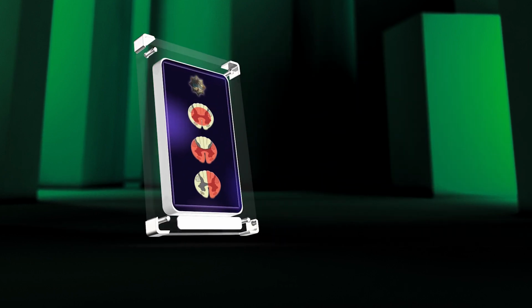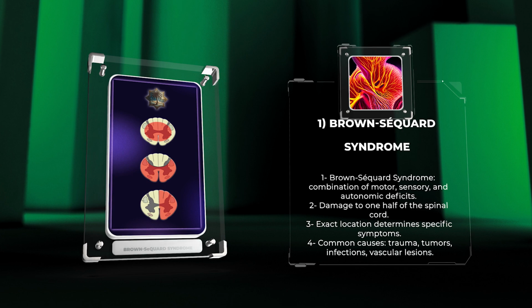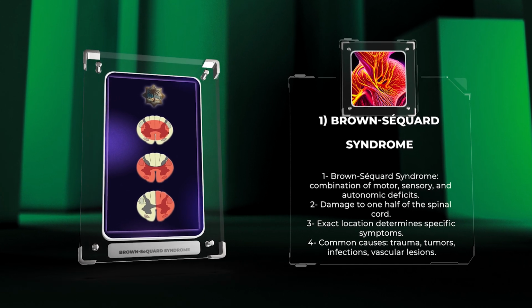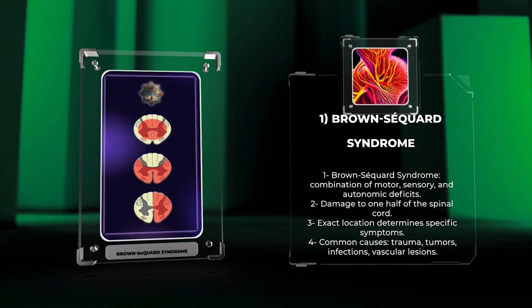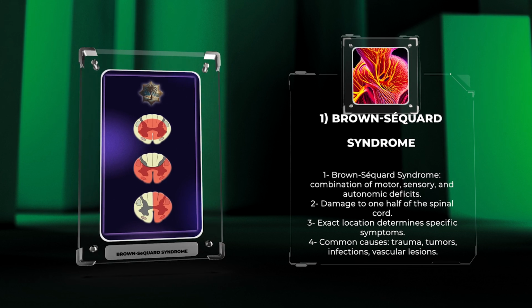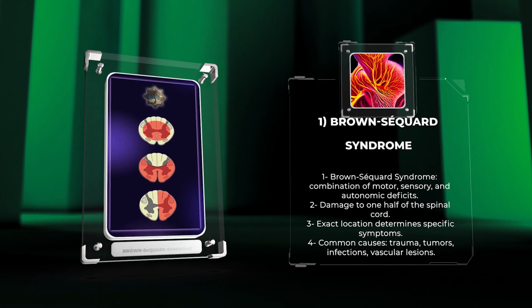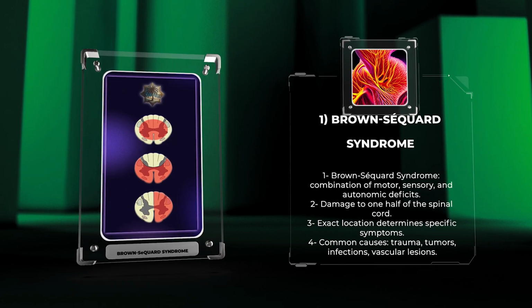Brown-Séquard syndrome, also known as hemisection syndrome, is a neurological condition characterized by a combination of motor, sensory, and autonomic deficits on one side of the body. It occurs following damage to one half, hemisection, of the spinal cord, resulting in the interruption of ascending sensory pathways and descending motor pathways on the same side of the body.